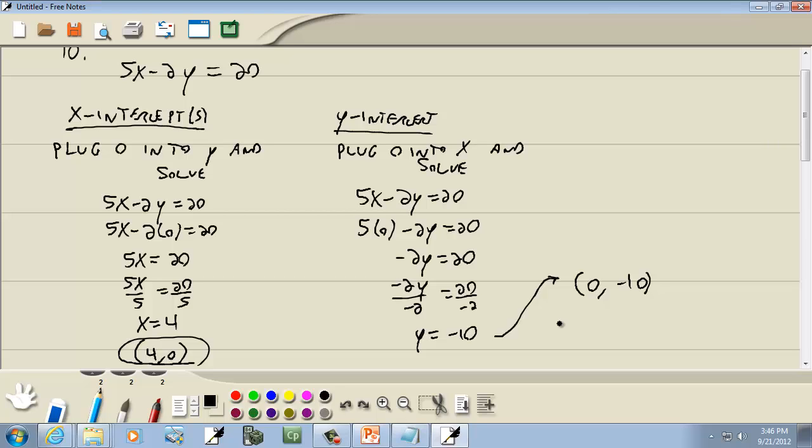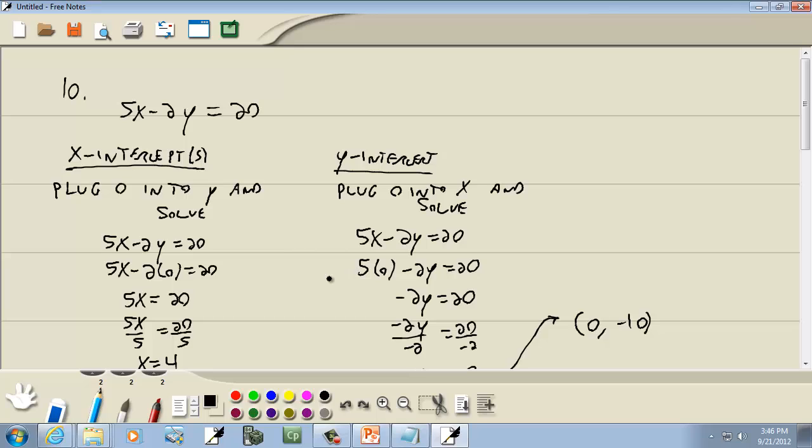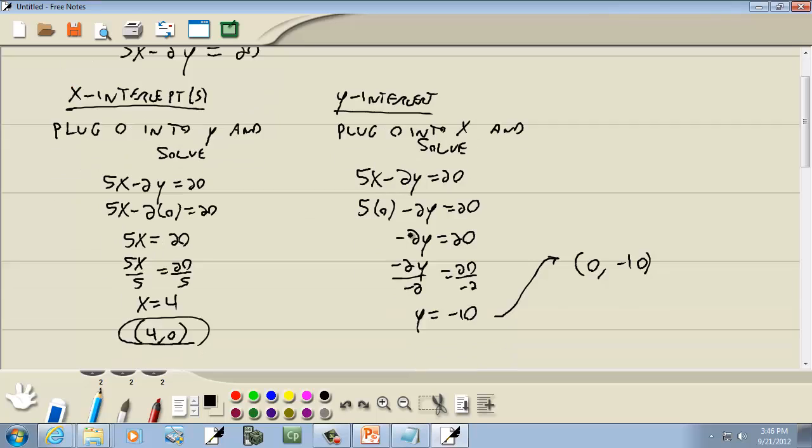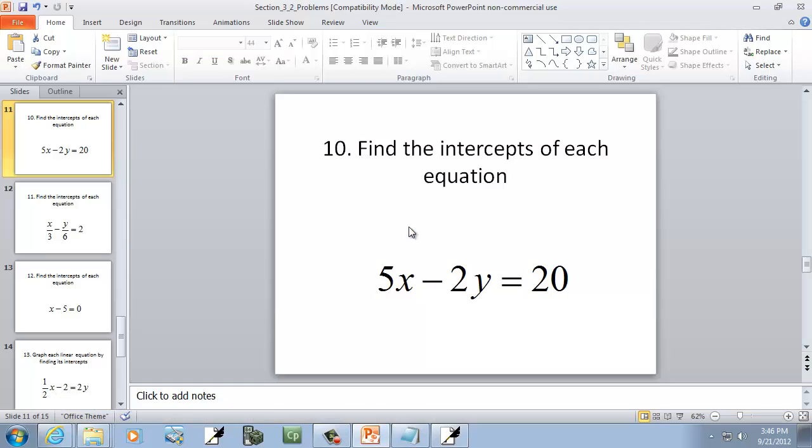There we go. Now it's easy. When you find the intercepts, you always plug 0 in for the other variable. So if we find x-intercepts, you plug 0 in for y. If it's y-intercepts, we plug 0 in for x. And then we go from there. Let's take a look at another one.